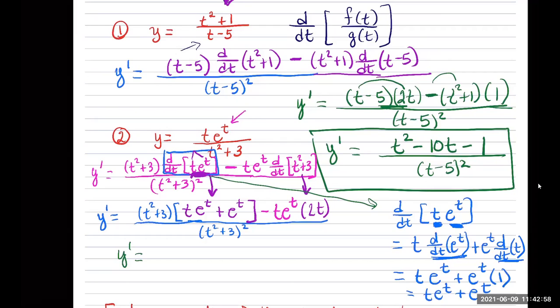That is how I got this part that's in the brackets there. You are very welcome.